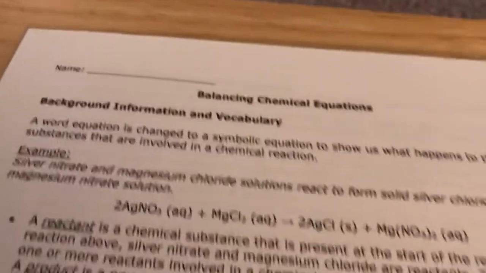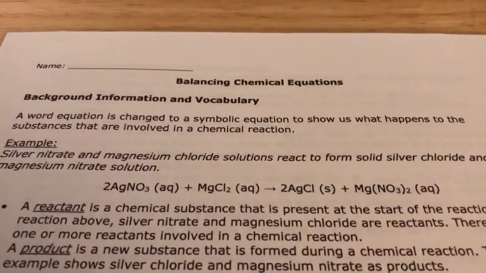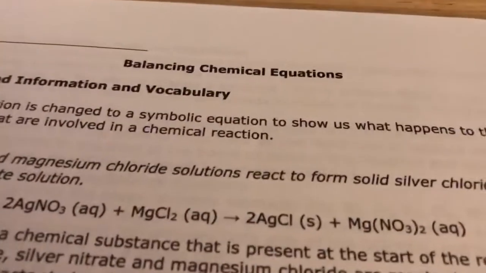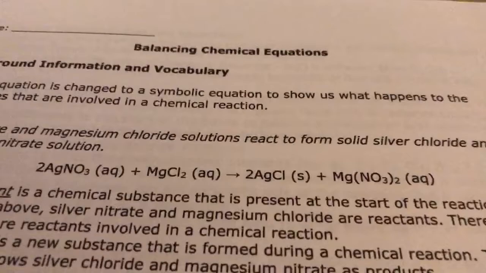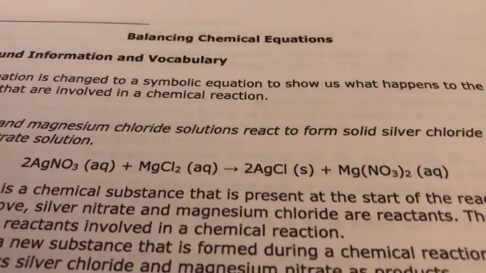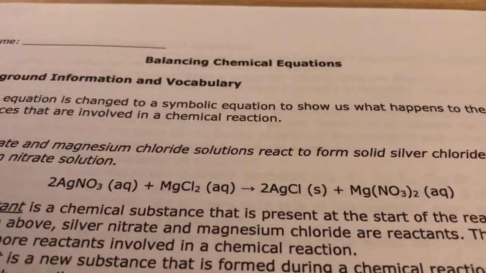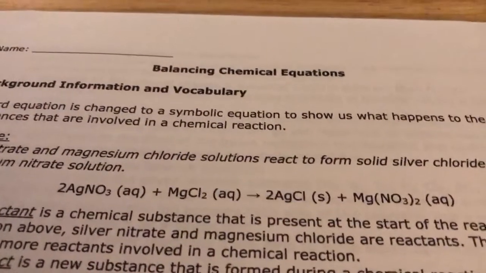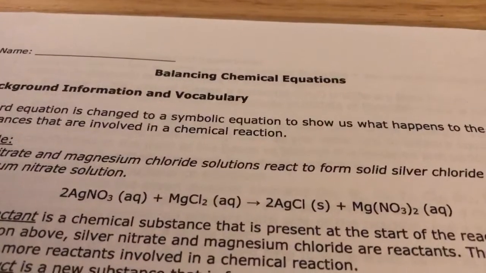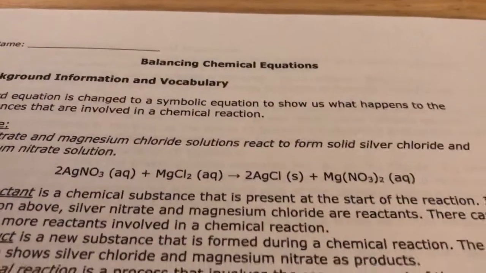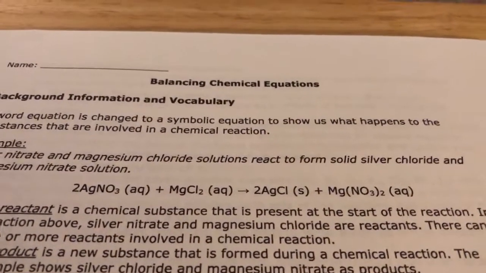So you have in your Google Classroom or in your packet a sheet called Balancing Chemical Equations. This paperwork comes from the American Association of Chemistry Teachers, which is AACT, which is a group that I belong to and I've worked with. I think this is a really good model for you to follow, especially since it's long distance.